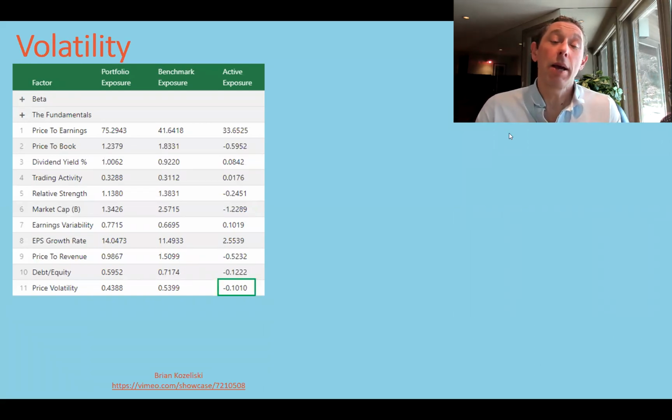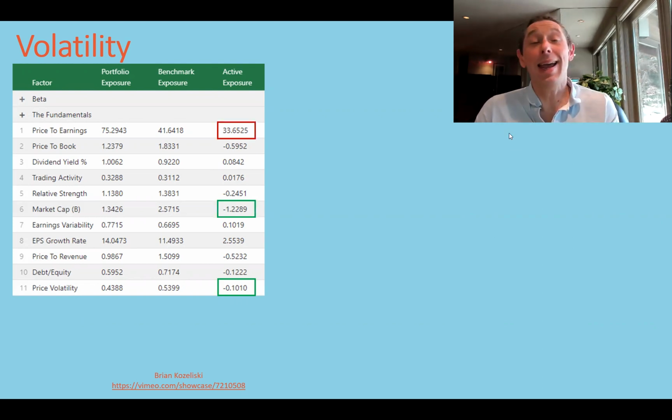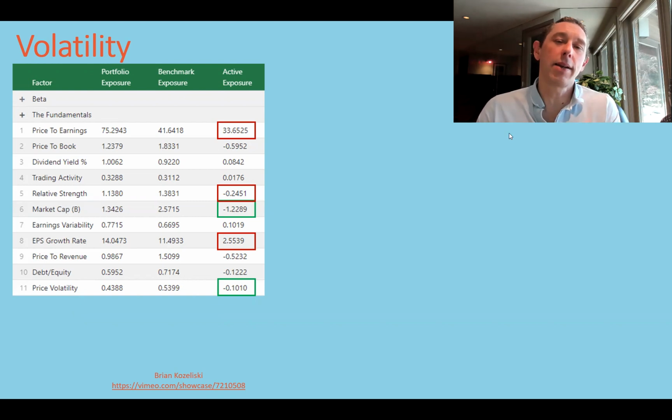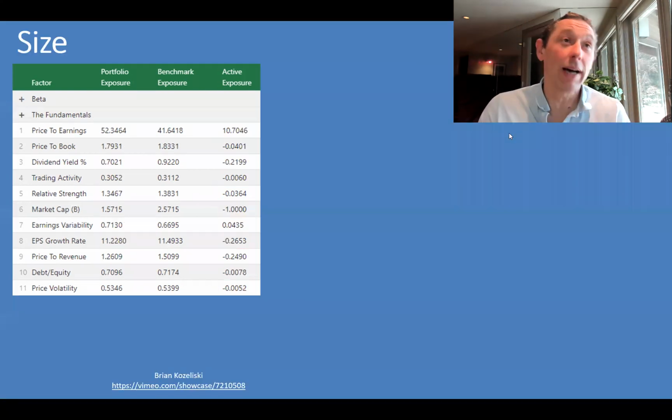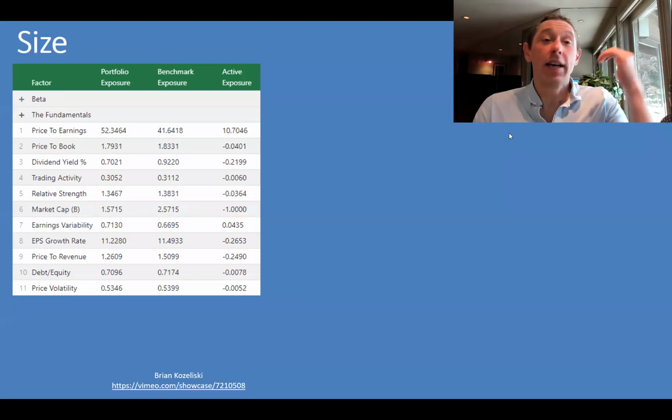So yes, here, negative exposure to volatility, which is good. We see smaller than the benchmark, which is good. But then we also see, hey, this thing's really expensive. Surprisingly, we see that it has a low momentum also on there. And finally, the growth rate is larger. So again, what we're seeing here is a targeted exposure and lots of unintended exposures. Finally, size here again.